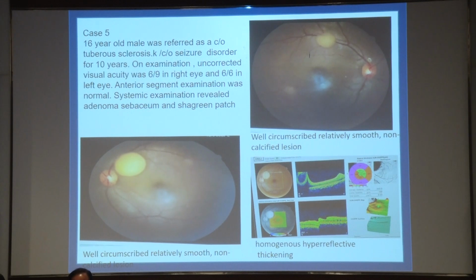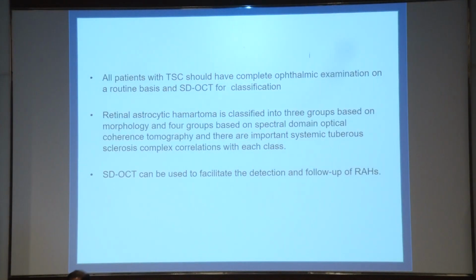The fifth patient was a 16-year-old male who was also diagnosed with tuberous sclerosis complex. He had well-circumscribed, smooth, non-calcified lesions in both eyes, and the OCT showed the fourth type of lesion, which is an optically empty lesion with hyperreflective thickening anterior to the lesion. So all patients with tuberous sclerosis complex should ideally have a complete ophthalmic examination and an OCT for classification.